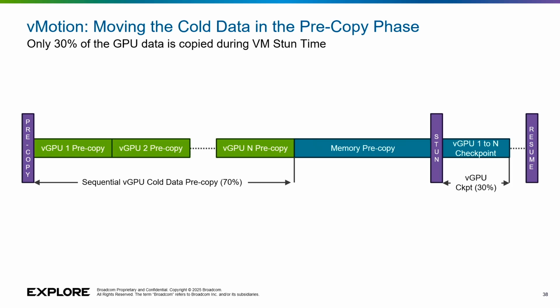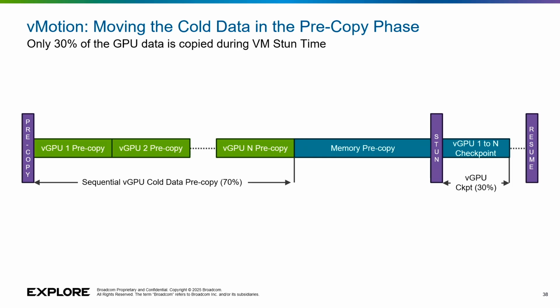But it turns out that large language models help us here, because something like 70% of the data in the GPU, when a large language model like Llama 3 or Llama 4 is running there, is fixed. It's the weights in the model, which don't change at inference time. So 70% of the data could be copied while the VM is alive and running, while the VM is not stunned. And the engineers spotted this convenient thing and said, let's do a pre-copy.